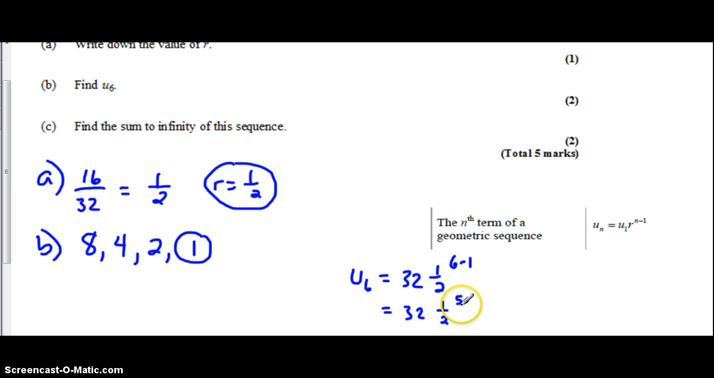And so this 5 is going to the 1 and the 2 here. Remember our exponents. So 32 times 1 to the 5th over 2 to the 5th. And then 1 to the 5th is 1, 2 to the 5th is 32. So that shows that we did do it correctly. The 6th term is 1.